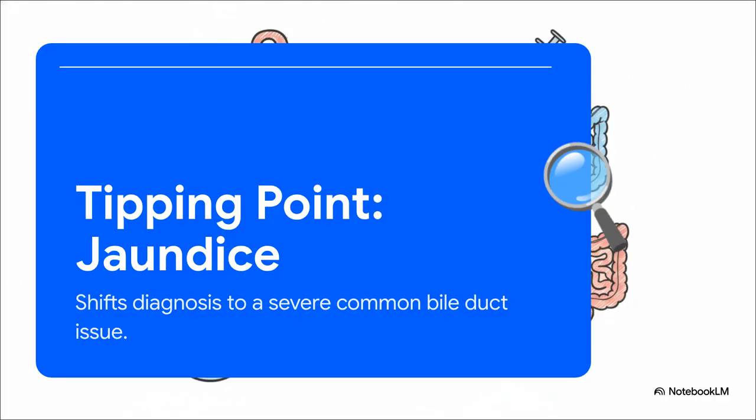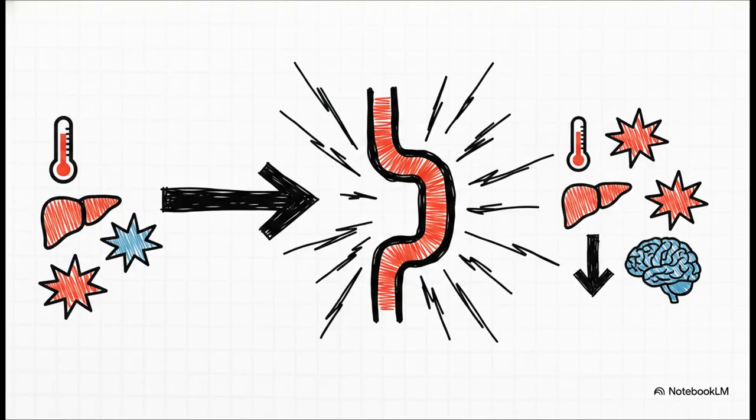Now, here is your absolute tipping point: jaundice. A cystic duct stone is simply not going to cause it. The exact moment your patient's eyes turn yellow and that total bilirubin spikes, you know the blockage is in the common bile duct. You're no longer dealing with a localized gallbladder issue, you've got a systemic biliary backup on your hands. But what happens if that blocked common bile duct gets infected?